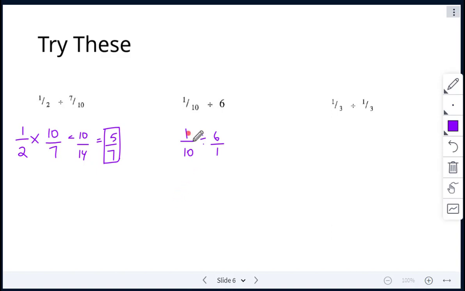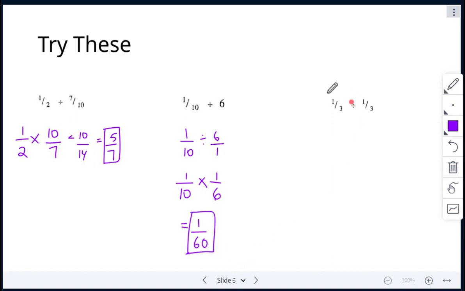The second question, we have 1 over 10 divided by 6. So just keep in mind, any whole number is always over 1. So I've just rewritten it here as 6 over 1. So now we can go ahead and flip our second fraction. So it becomes 1 over 6, and then we're just multiplying both of them. 1 times 1 is just 1, and then 10 times 6 is 60. So our answer is 1 over 60.